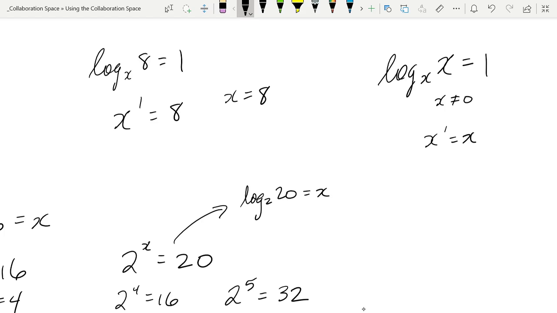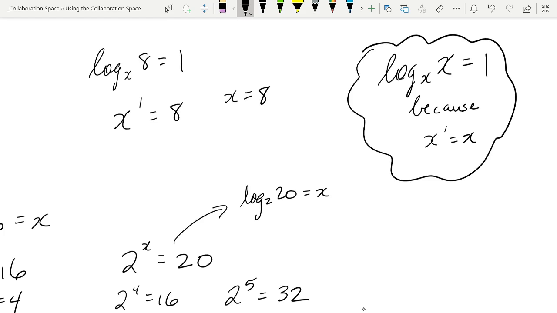Oh, actually, wait a minute. I guess it does work for 0 too, doesn't it? You know what? I'm going to say mulligan on that. Cross that out. That's not true. This is true for every number, including 0, because... So we could call that a rule, a law for logarithms. That has to be true, doesn't it?